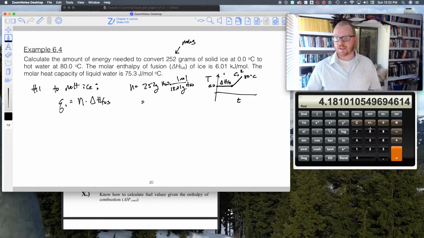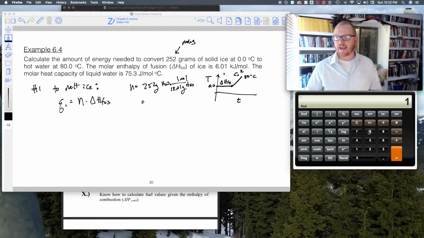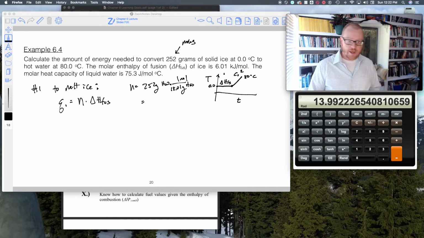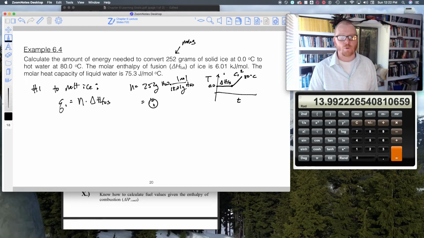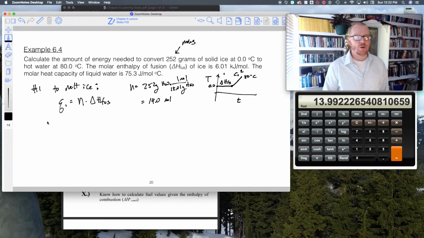Okay, and so let's see here. I get 252 divided by 18.01, and with 3 significant digits, I'm going to call it 14.0 moles. Okay, great. So now my Q1 is going to be 14.0 moles times my delta H of fusion. The molar enthalpy of fusion of ice is 6.01 kilojoules per mole.